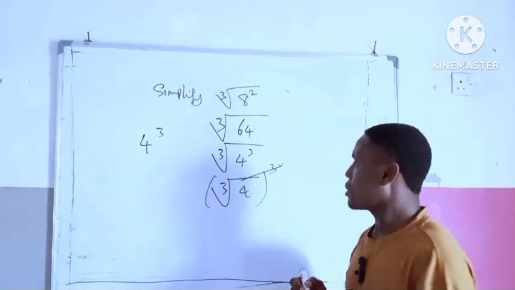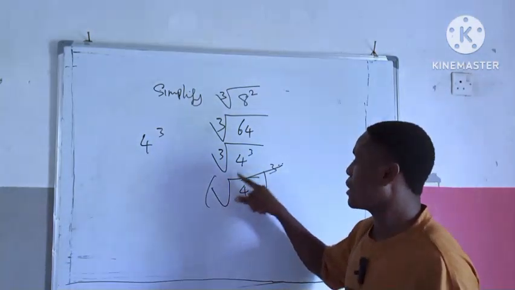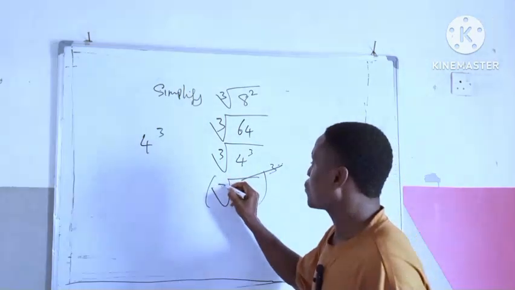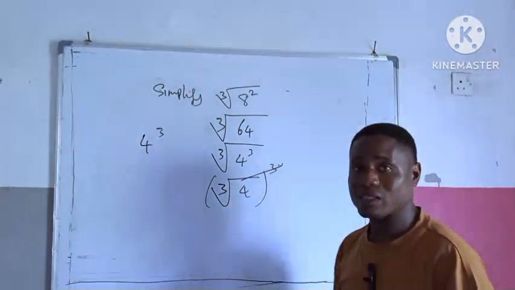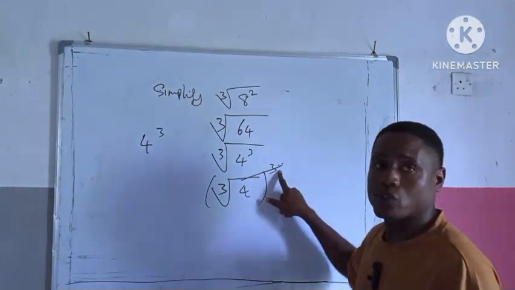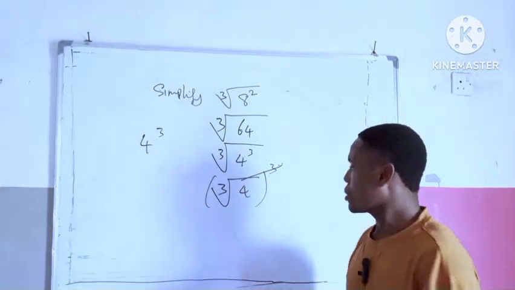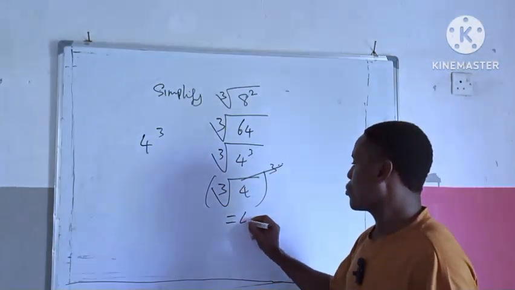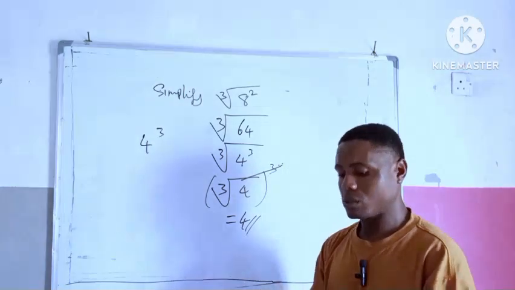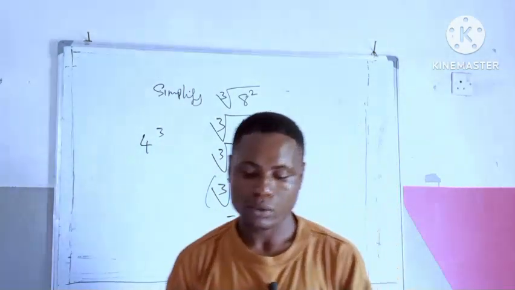Are you getting it? Supposing there is no 3, this sign is a sign of what? Square root. But since we have 3 here, it is called cube root. So this raised to power 3 will cancel out this cube root. So we are left with 4. This is the answer. It's very simple, right? Okay, let's move to the next question.